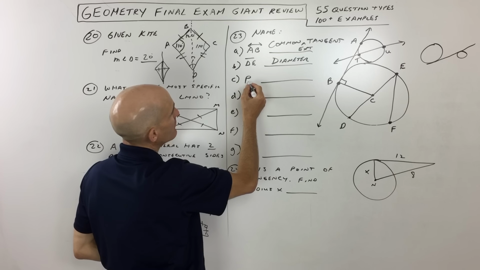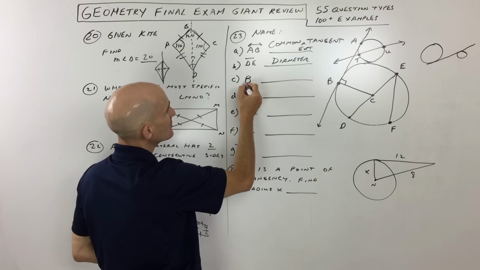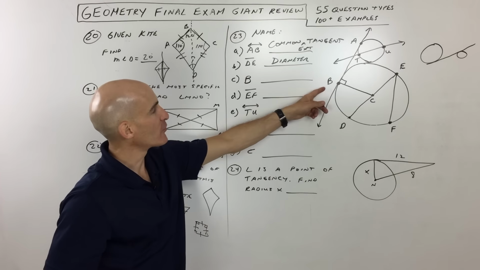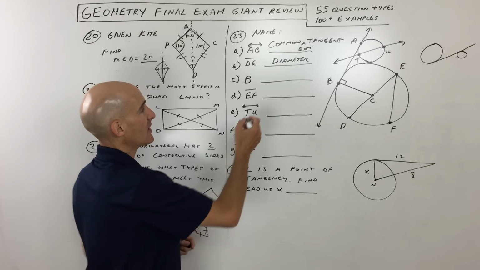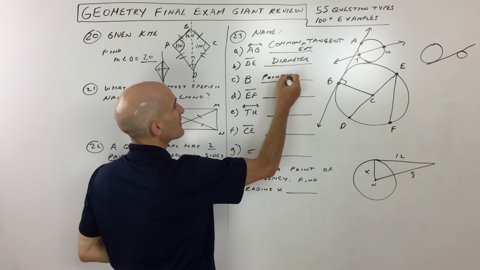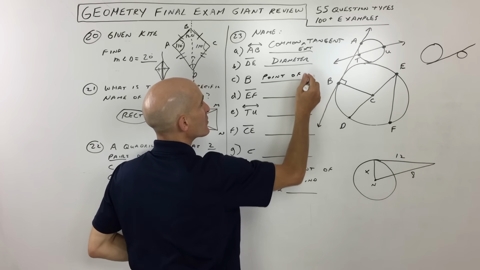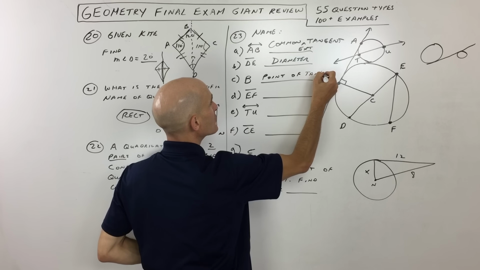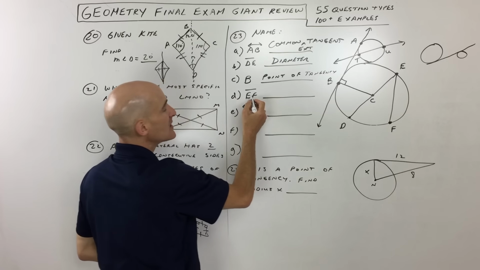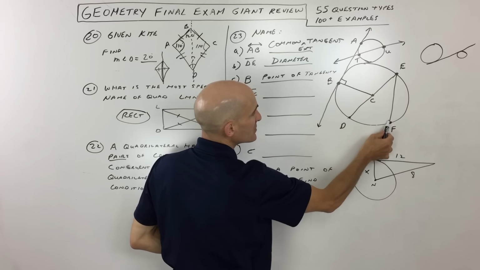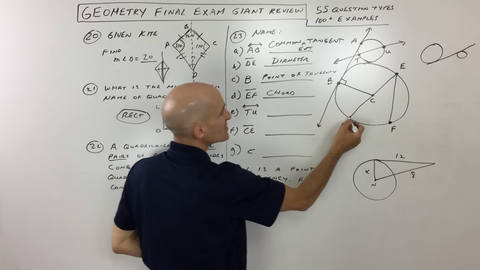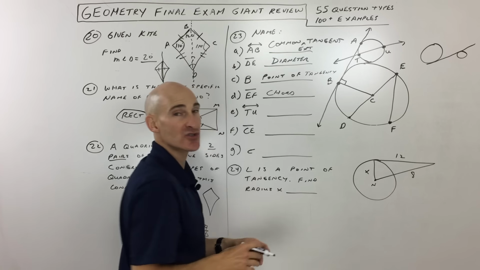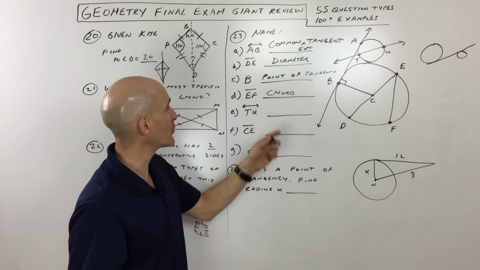How about for point P? Let's change this to B. This B is called the point of tangency. That's the point where the line just barely touches the circle at that one point. Segment EF, from here to here, is a chord. Now remember this problem we did with the diameter. This is also a chord. It's the longest chord in a circle, but because it goes through the center, we call that a diameter.